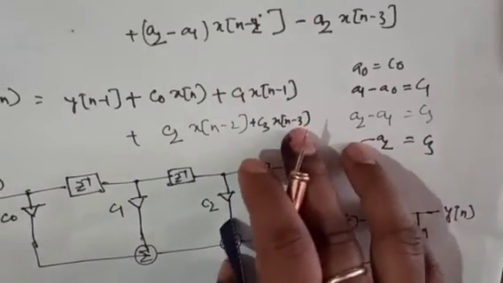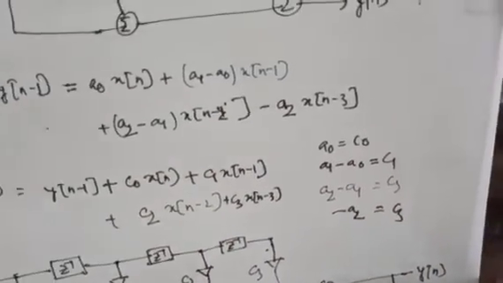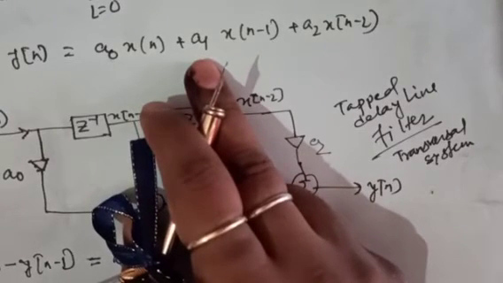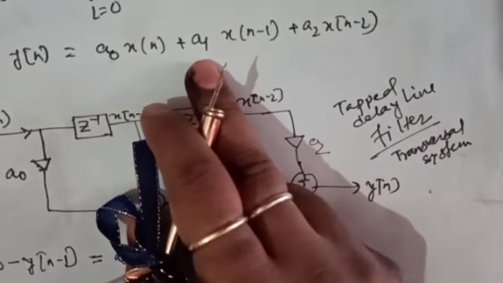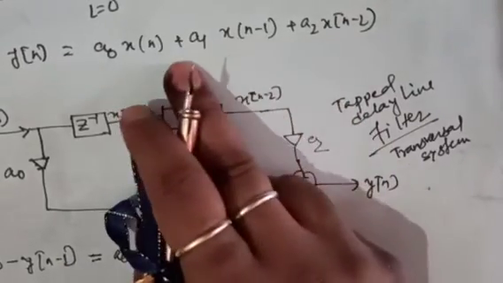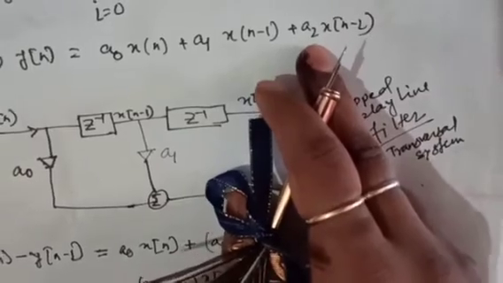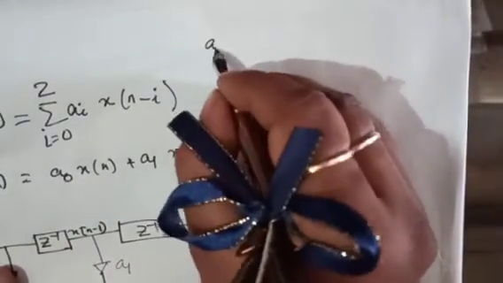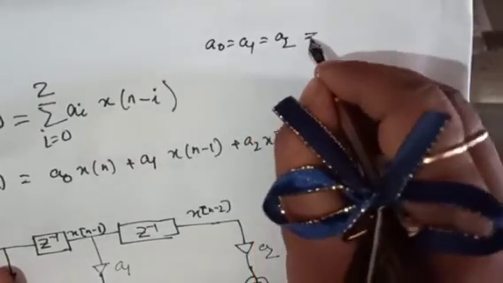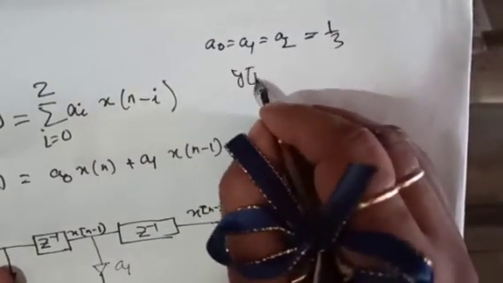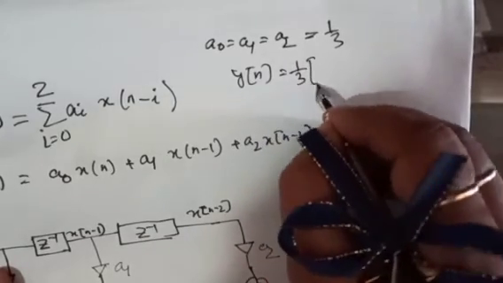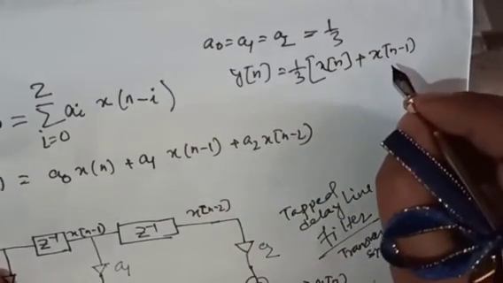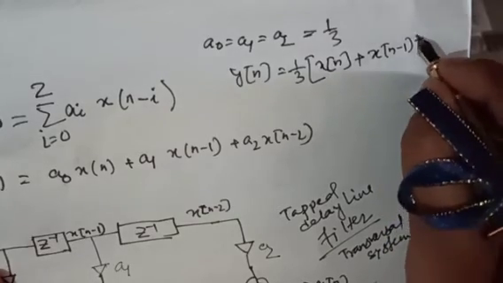So this is how we can implement a non-recursive system recursively. But in this case, for the tapped delay line filter, let me tell you at this point, this is a special case if your A0, A1, A2, if all the three are equal, suppose A0 is equal to A1 is equal to A2 is equal to say 1 upon 3, then y of n is 1 by 3 times x of n plus x of n minus 1 plus x of n minus 2.